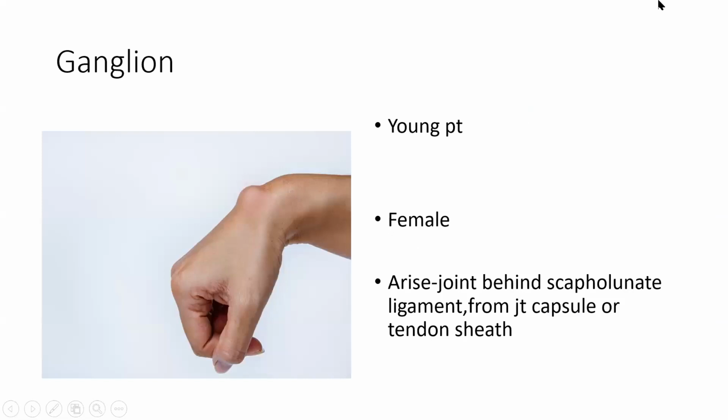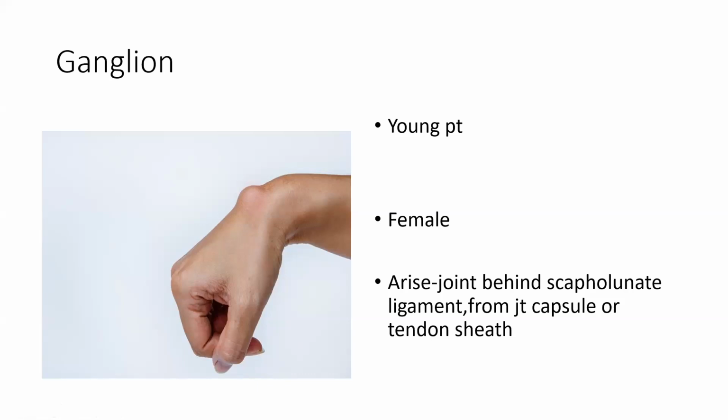So now this is a ganglion. What is a ganglion? Ganglion is this. Many of you have this ganglion, small or big depending upon. Many of us have a ganglion, a small swelling on the dorsum of the wrist.